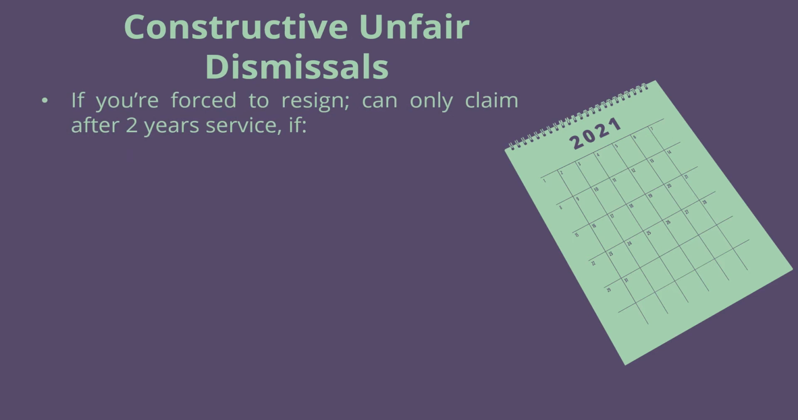Firstly, you need to be employed for 2 years before you can claim. There are no exceptions to this rule. Secondly, constructive unfair dismissals are the exception, not the rule. They are difficult to prove because in order to succeed at tribunal, you need to show that, first, you have resigned. That is, that you have clearly and unambiguously decided to terminate your contract.